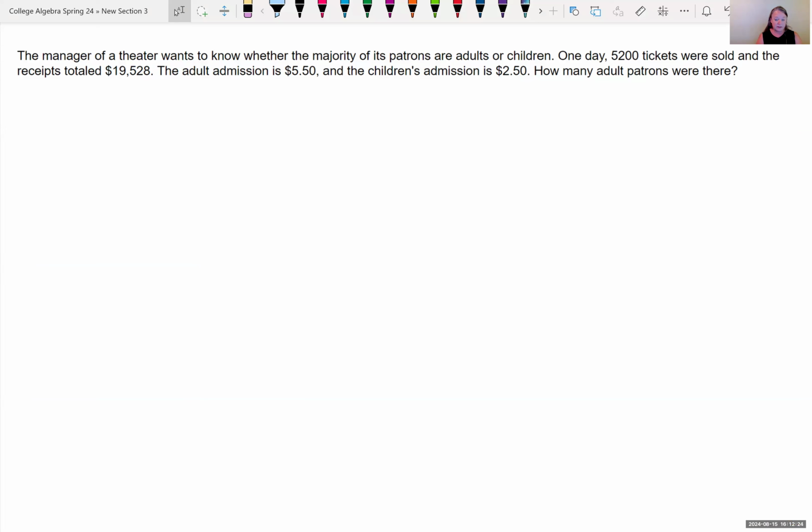So the next example in front of us, we have a manager of a theater. They want to know if the majority of their patrons are either adults or children. One day they sell 5,200 tickets and they get a receipt back of $19,528. We know that the admission is $5.50 for an adult and it's $2.50 for a child. And how many adult patrons were there? So this is what it's asking. So let's choose x to equal the number of adult tickets sold.